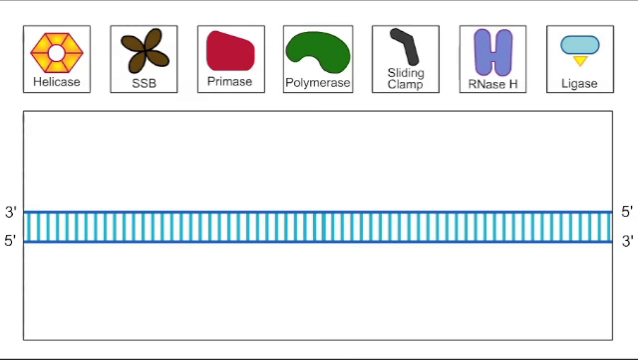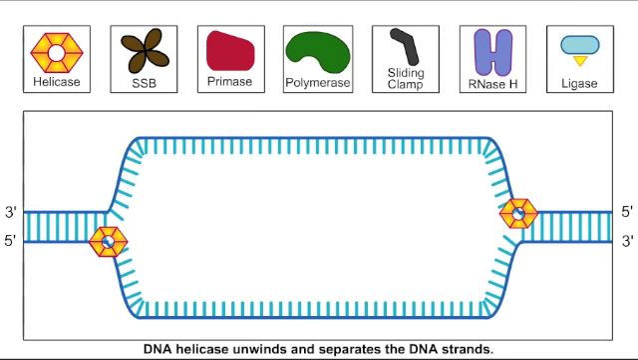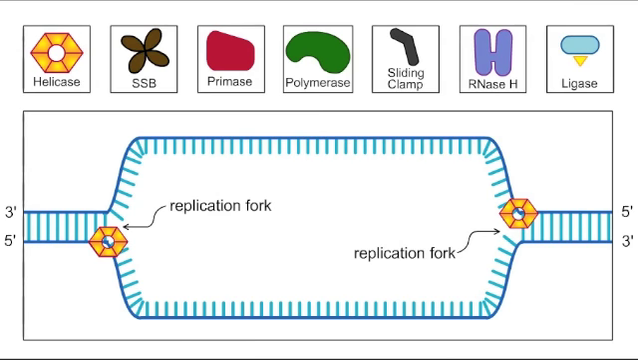We are now ready to review the steps of DNA replication. The process begins when the helicase enzyme unwinds the double helix to expose two single DNA strands and create two replication forks. DNA replication takes place simultaneously at each fork. The mechanism of replication is identical at each fork.